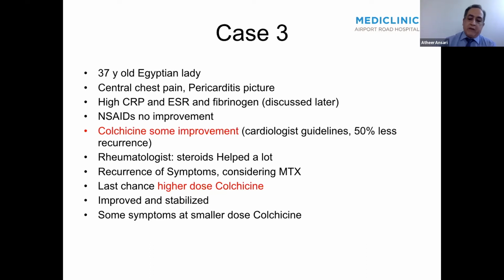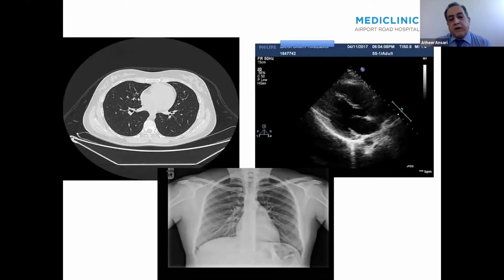And we'll explain why we need to give her the methotrexate. So whenever she goes on a low dose colchicine, she would have a problem. Those are her figures. You see the scan showing the pericarditis. You see the chest X-ray. I'm not an expert with echo, but echo, for experts, could show the pericarditis there.